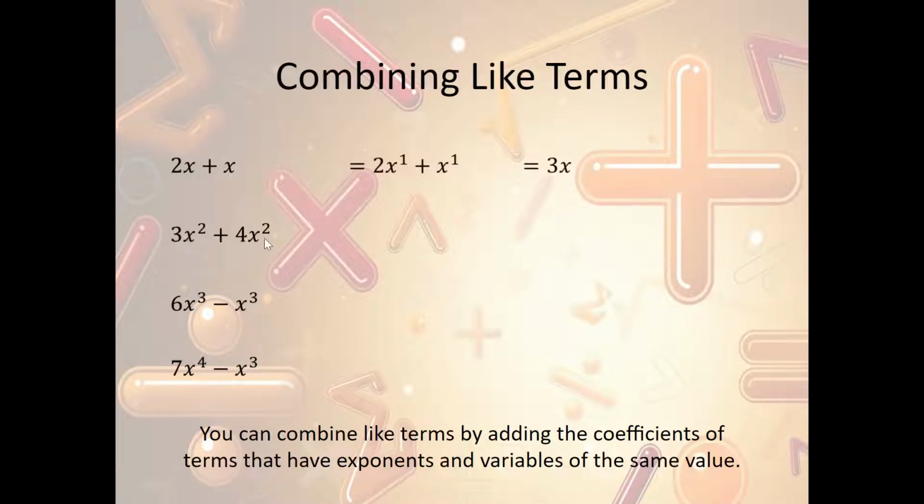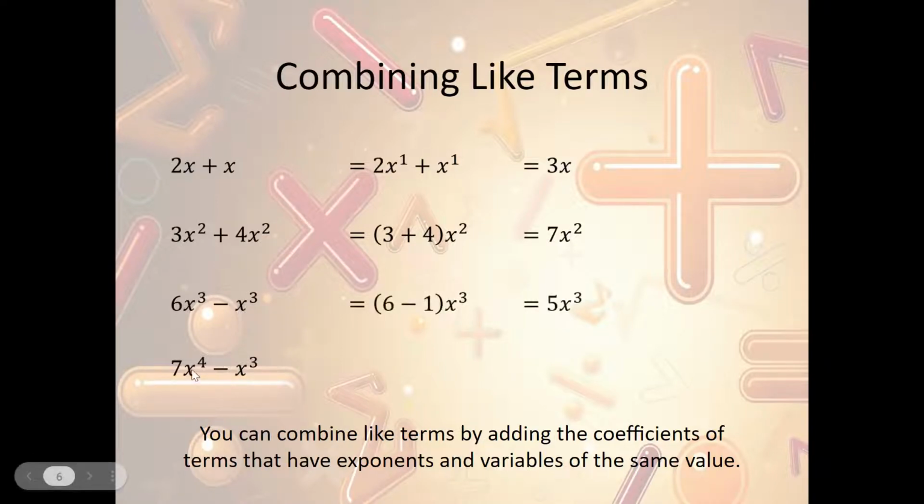We have 3x squared plus 4x squared. Again, same variable, they're both x's, and the powers match, so we just add the coefficients. That's 3 plus 4, which is 7x squared. We can do it with subtraction as well. So we have 6x cubed minus x cubed. Again, same variable, same power, so now we can go ahead and subtract. So 6 minus 1 is 5x cubed. Now we have 7x to the fourth minus x cubed. Again, same variable, but this time they do not have the same power, so we cannot combine them. It just stays 7x to the fourth minus x cubed.